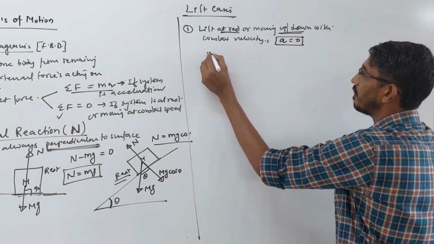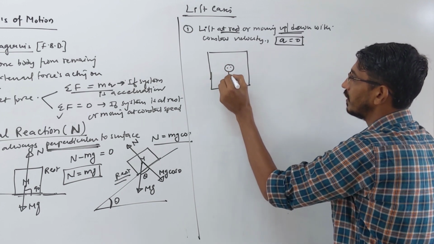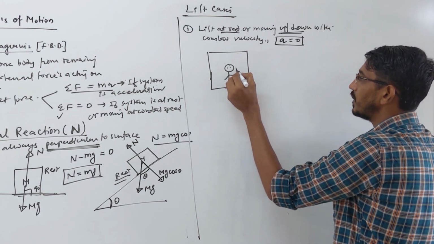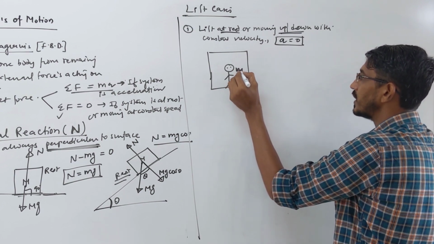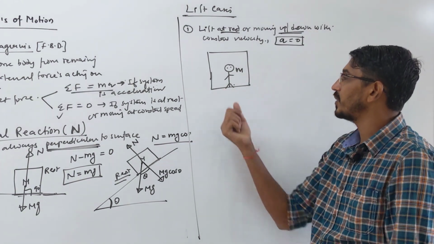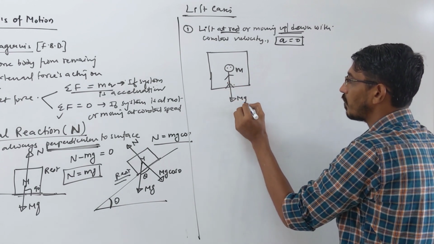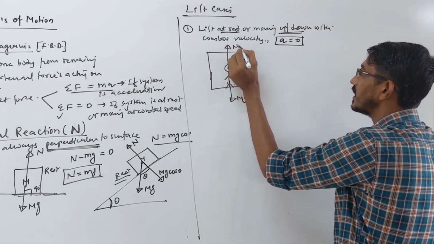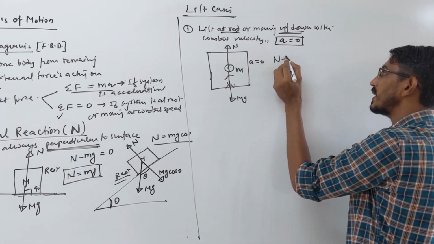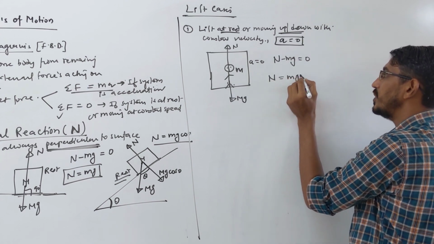Suppose I draw this is a lift and some body is inside the lift here. There is a person in the lift, and the mass of this person, I am saying m. We are interested in the normal reaction exerted by this lift on this person. This is our question. So mg will be straight downward, normal reaction will be straight upward. In this case we have two forces only, because acceleration we already said is 0. So n minus mg should be equal to 0. In this case n is equal to mg.